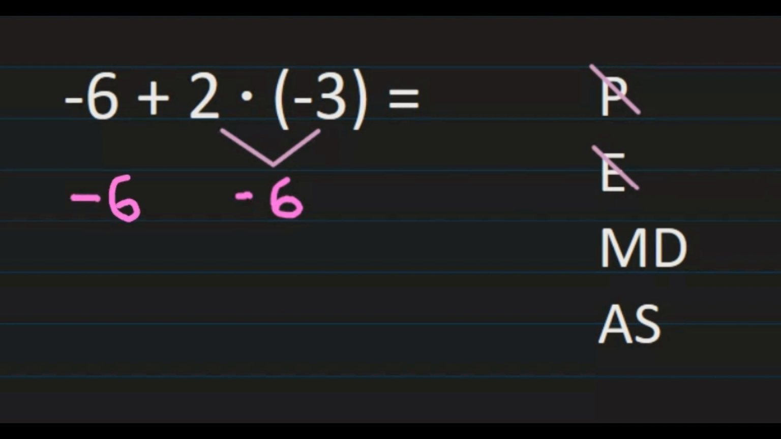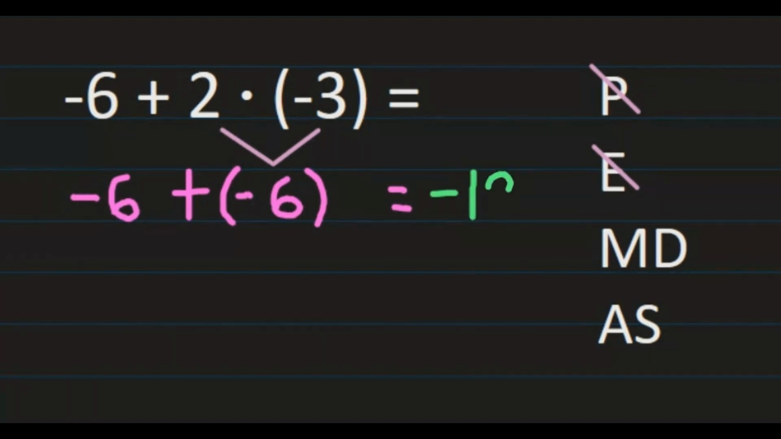Then we're going to bring the rest of our problem down. And I am going to keep the parentheses around the -6 so that I can see that I'm adding a negative. From here, I only have one step left, so that's the step that I'm going to have to do. I have -6 plus -6, and -6 plus -6 is -12.